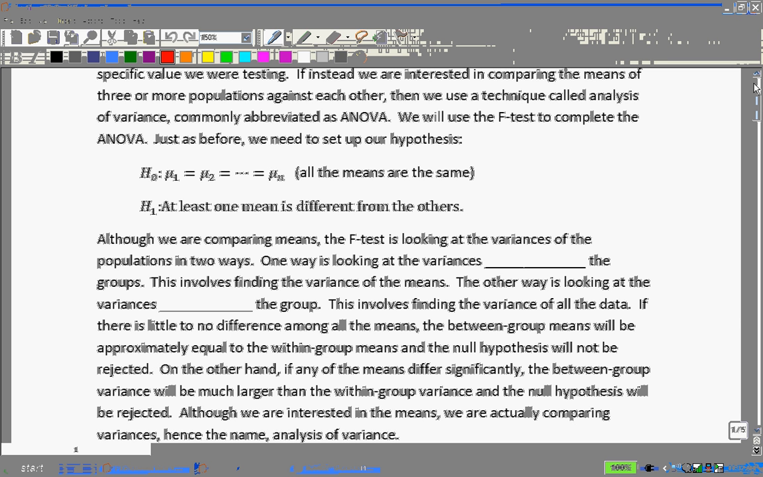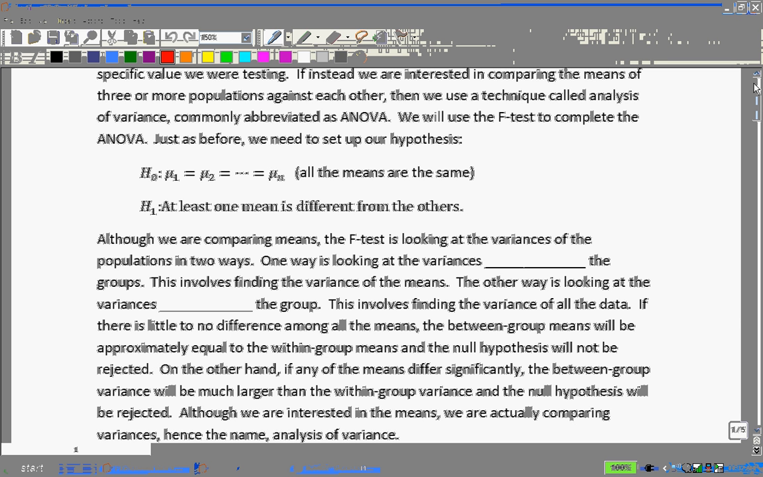Now, although we're comparing means, the F test is taking a look at the variances of the populations in 2 ways. One way is looking at the variance between the groups. So this involves finding the variance of the means. Now, remember, variance measures the spread. What I'm doing is looking at the means, taking an average of those and then finding the variance. Hopefully, if the means are very, very close to each other, the variance will be very small, indicating that there's not a lot of spread. So that's one way that we're going to take a look at our data.